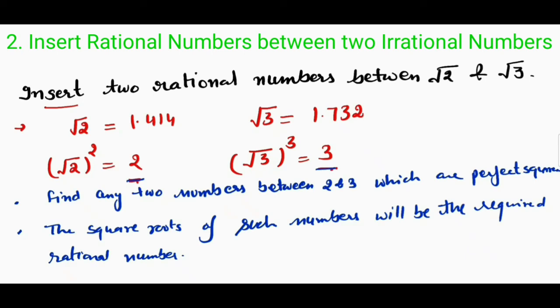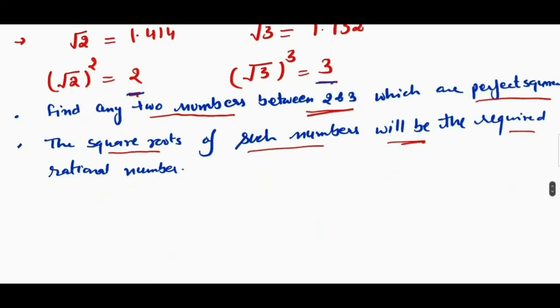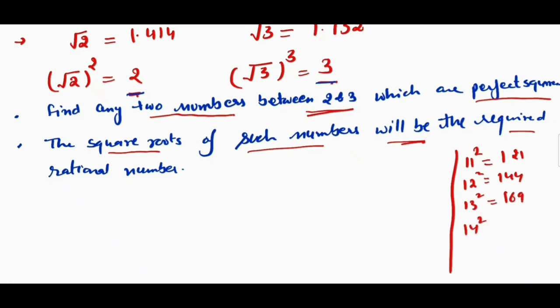Now we have to find any two numbers between 2 and 3 which are perfect squares, and the square root of such number will be the required rational number. So for this we have to make a guess. So let's see. First we know that 11 square is equal to 121, 12 square is equal to 144, 13 square is equal to 169, 14 square is equal to 196.